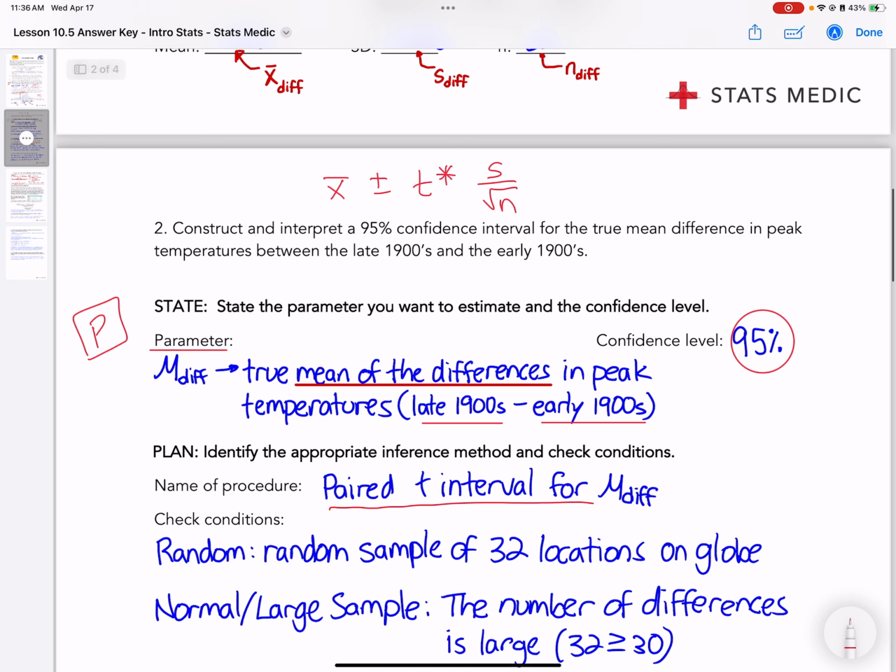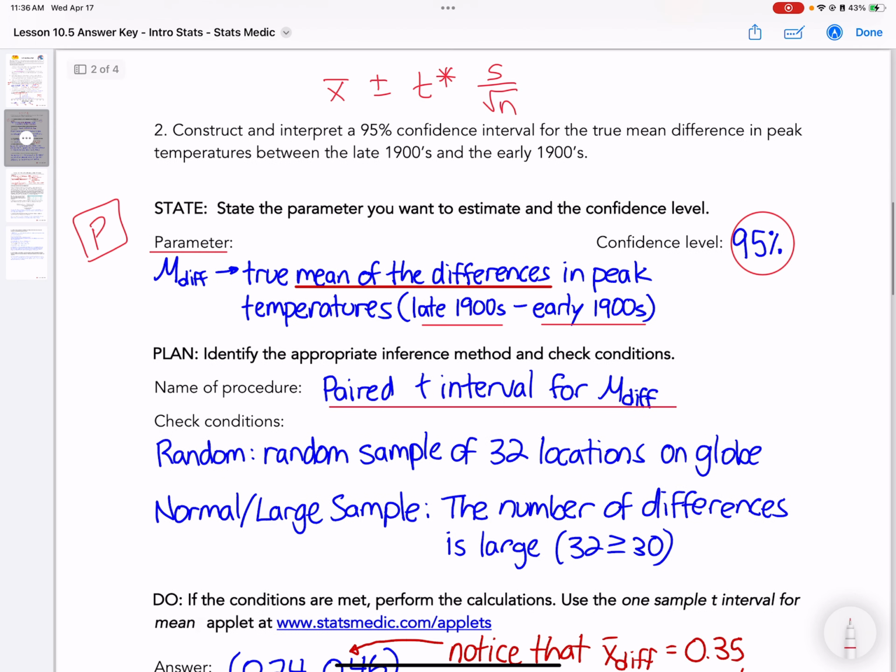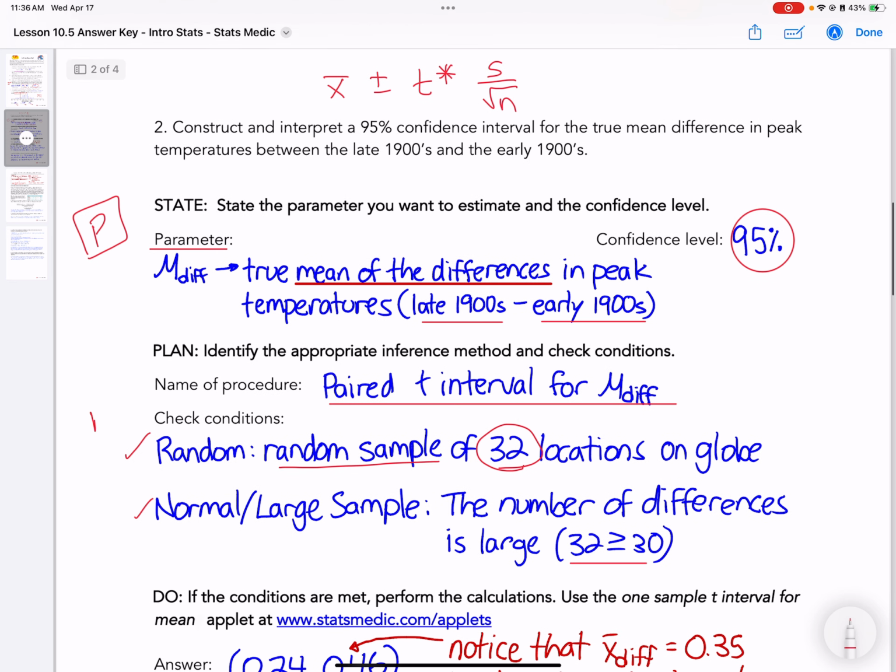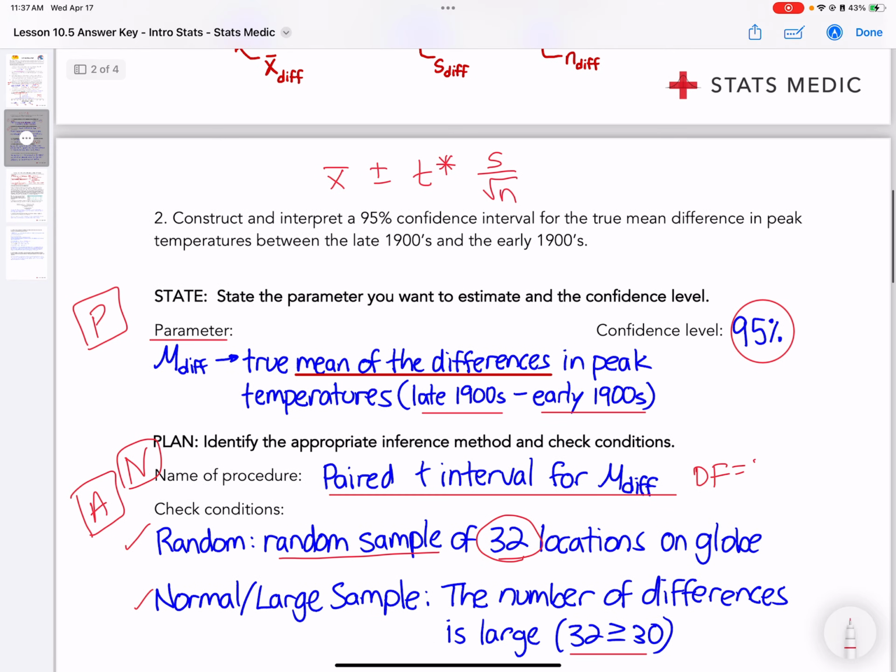We're doing a paired t-interval for mu diff, and we have random, yes, because we had 32 locations, and normal, and of course 32 is bigger than 30, so we are set for our conditions. That's my assumptions and conditions. The name of the procedure is a paired t-interval for mean diff, and my degrees of freedom is n minus 1, which is 32 minus 1, which is 31.